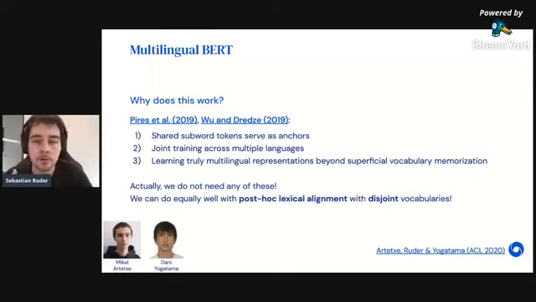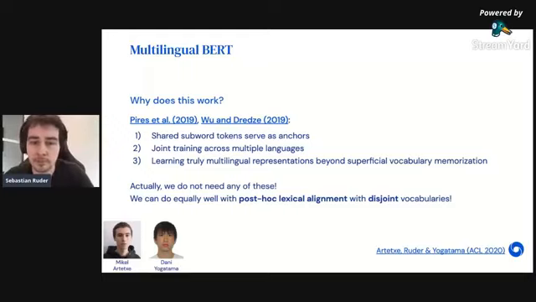However, as we've shown in the recent paper here, in practice we do not need any of these three factors to learn useful multilingual representations. We can achieve essentially similar performance with a model that learns just a lexical alignment with disjoint vocabularies and also does not use joint training.